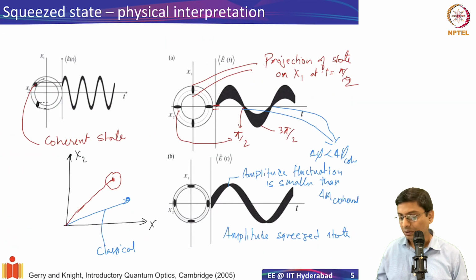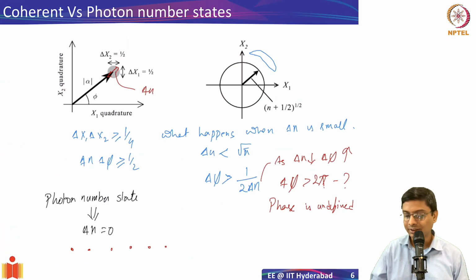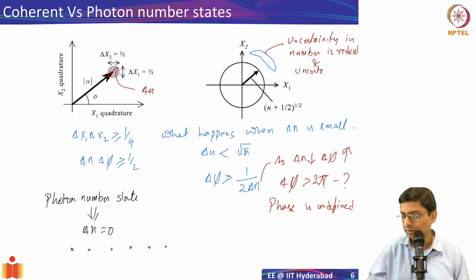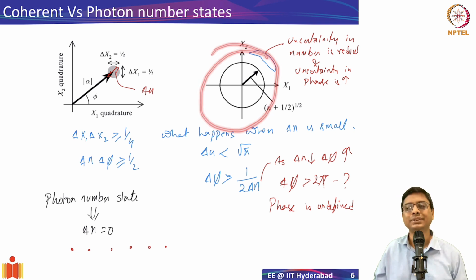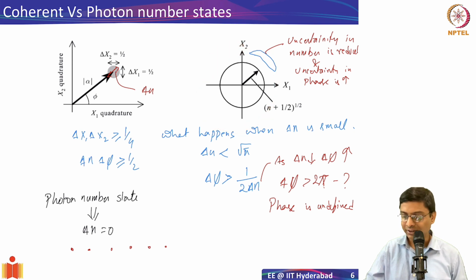So now, in contrast to that, we are having a state where uncertainty in number is reduced and uncertainty in phase is increased. Correct? That's why it becomes this stretched out ellipse like this. And eventually, if delta n becomes 0, we can expect that it will become a circle. So this circle represents the photon number state.